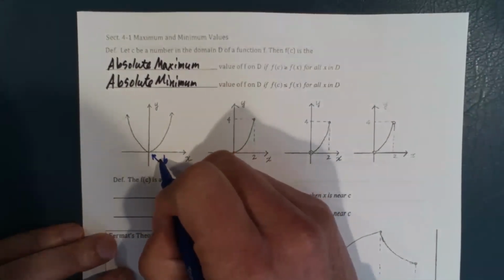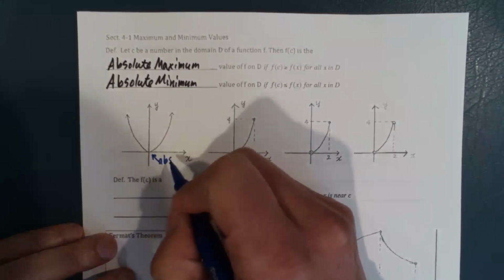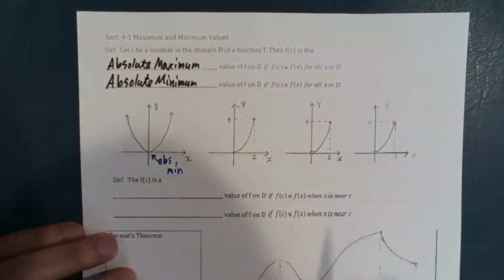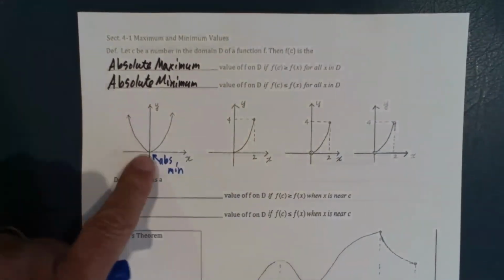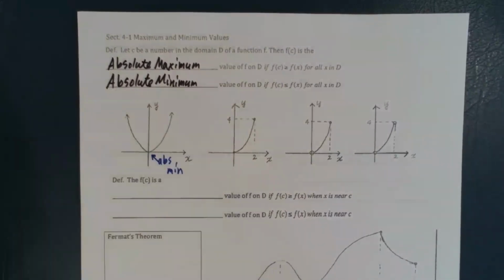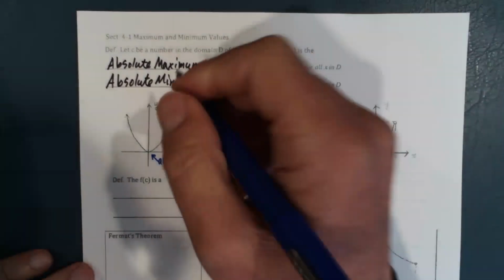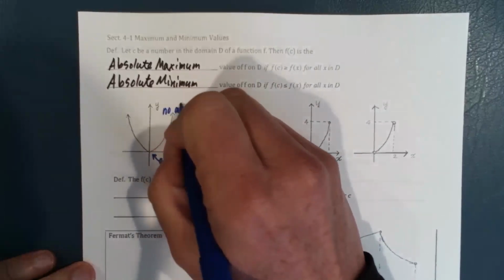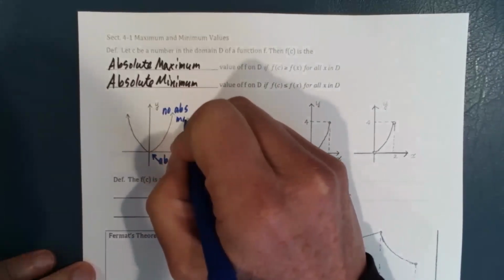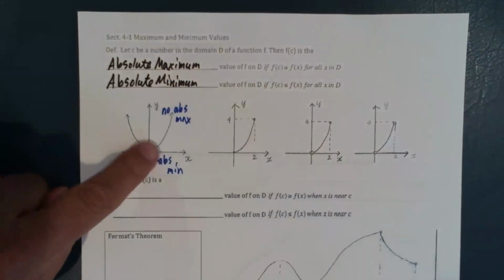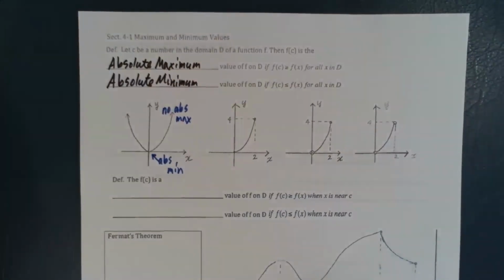we have an absolute minimum. So a parabola comes down, it bottoms out at its vertex and then continues on up. And in this case, there is no absolute max, because we can see it actually goes up to positive infinity, so there is no absolute maximum.